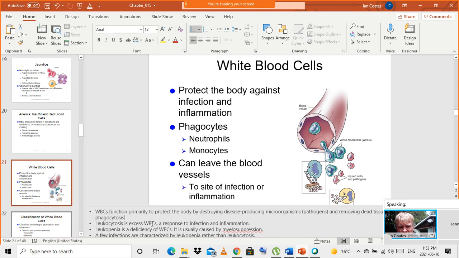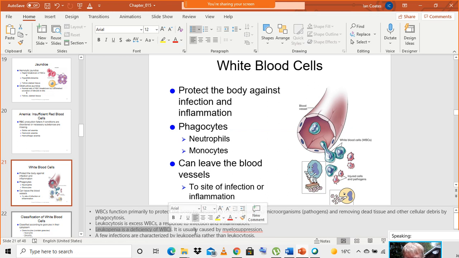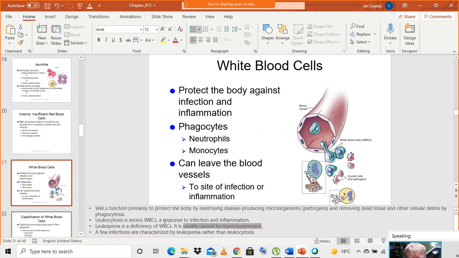White blood cells function primarily to protect the body by destroying disease-producing microorganisms, pathogens, and removing dead tissue. Okay? Leukocytosis is excess WBCs, a response to infection and inflammation. Leukopenia is a deficiency of WBCs. It's usually caused by myelin suppression there. And again, I'm not really interested in diseases. I'm more interested in the body itself.